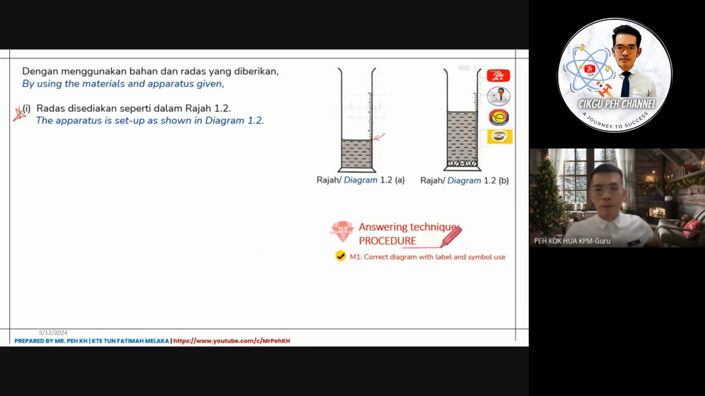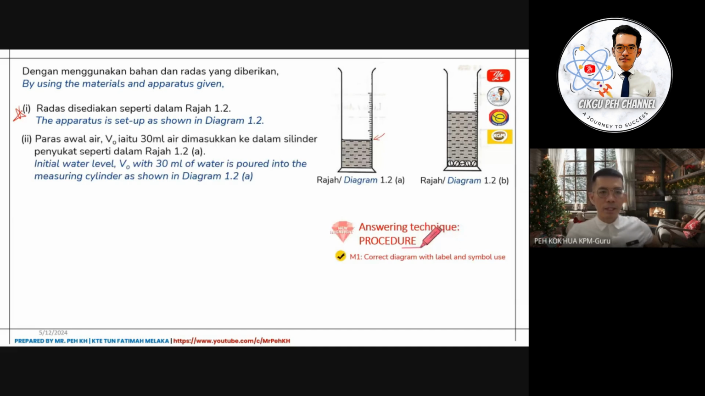This is what is requested by the question. Then second, this will be our control variable, which I explained just now. The initial water level we can set as 30 ml, as shown by diagram 1.2. Here the initial water uses the symbol V0 with 30 ml, poured into the measuring cylinder as shown in diagram 1.2a.